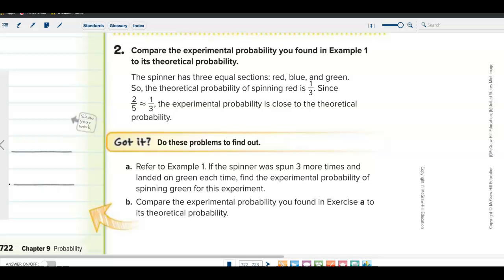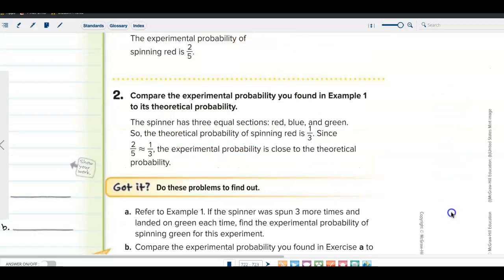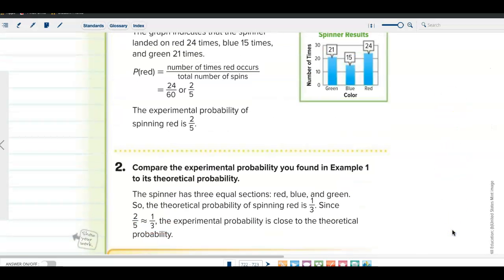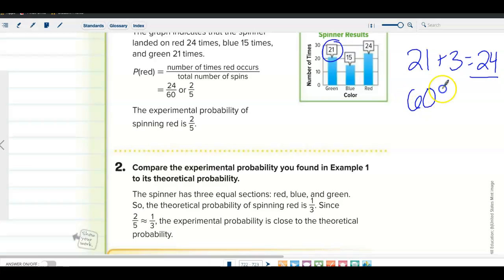Okay, so in our previous results up top, it landed on 21. So 3 more times added to that would be 24. Okay, how many times did I spin total now? 63 times. And how'd you do that? Okay, so originally I spun it 60 times, but if I spun it 3 more times, I spun it 63 times. Can I reduce 24 over 63?